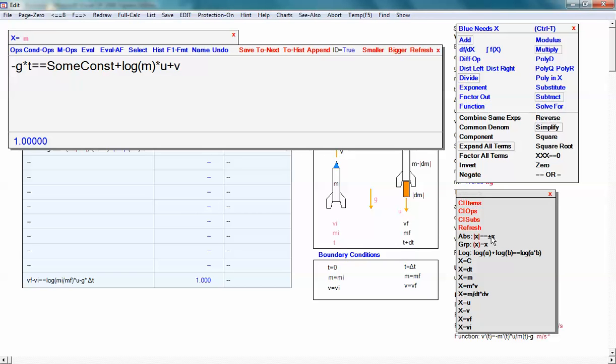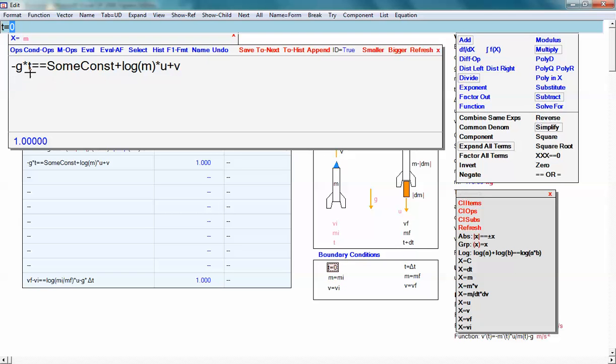And notice it throws in some constant. The integral is only defined up to a constant. So the first thing we have to do is, let's save this formula because we're going to want to use it again. We have to figure out what that constant is. And the way we figure out the constant is we use the boundary conditions. We're saying that at time t equals 0, its mass is mi and its velocity is vi. Well, since this formula up here is true for all t, it has to be true for that initial condition, so we can plug those numbers in, and that'll tell us what the constant is.